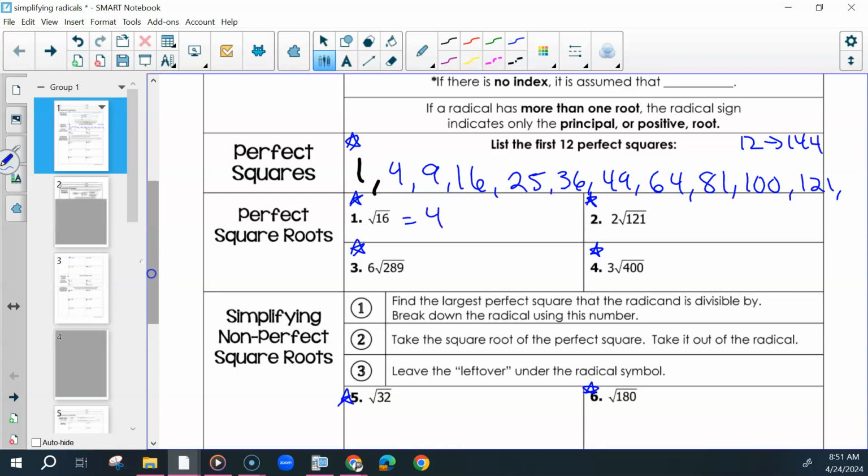And that would be it. Or like in number 2, the square root of 121 is what? 11. And I would multiply that by 2. If you got something like this, we don't have 289 up here, but take the square root of 289, figure out what that is.